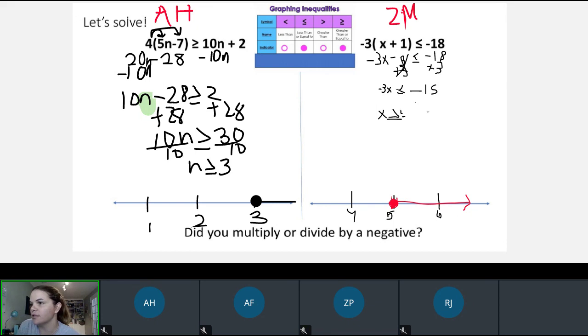And then when Angel graphed it, she put a closed circle at 3 and shaded to the right.